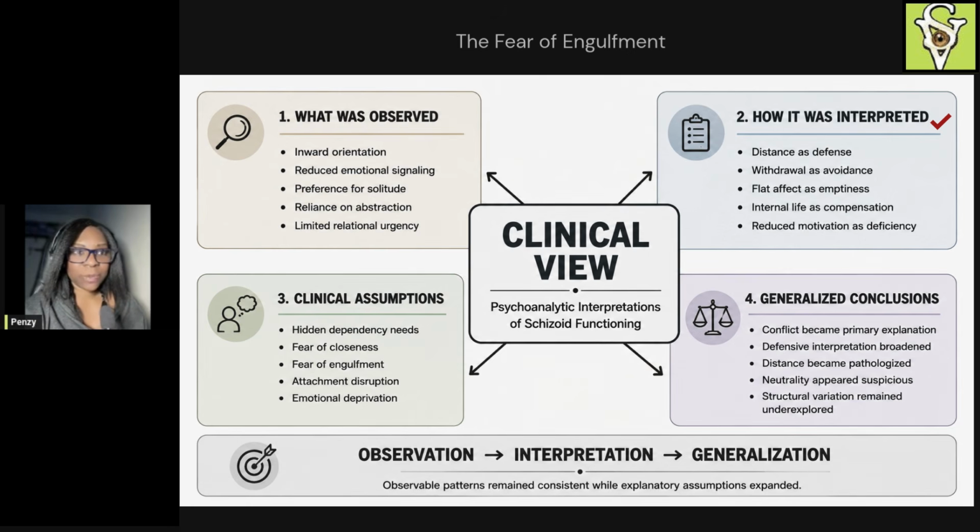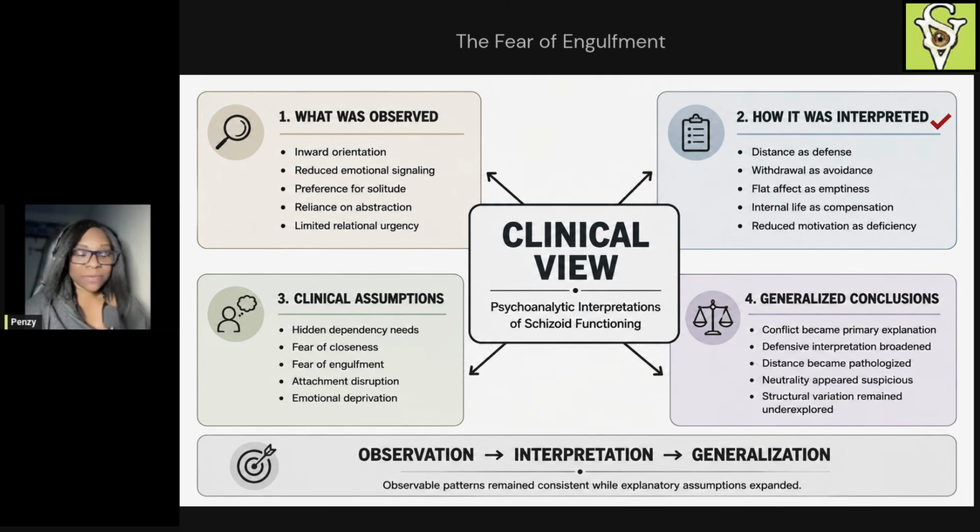The interpretive framework increasingly moved towards conflict-based explanations. This is mainly because in clinical settings, the people that are coming forth are people who are experiencing significant challenges, distress, or discomfort with their condition. Through clinical observations, distance became associated with defense and avoidance. Withdrawal became linked to hidden dependency and relational fear, and reduced emotional expression was often interpreted as emptiness or deprivation.